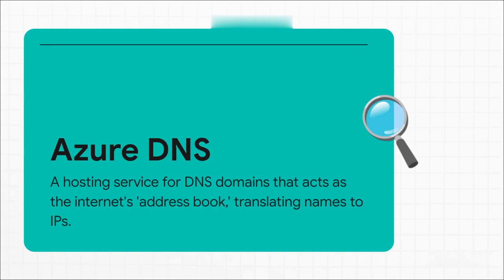You see, DNS is basically the address book for the entire internet. When a user types yourapp.com into their browser, it's Azure DNS that translates that friendly name into the machine-readable IP address of our application gateway or our front door, pointing them right where they need to go.